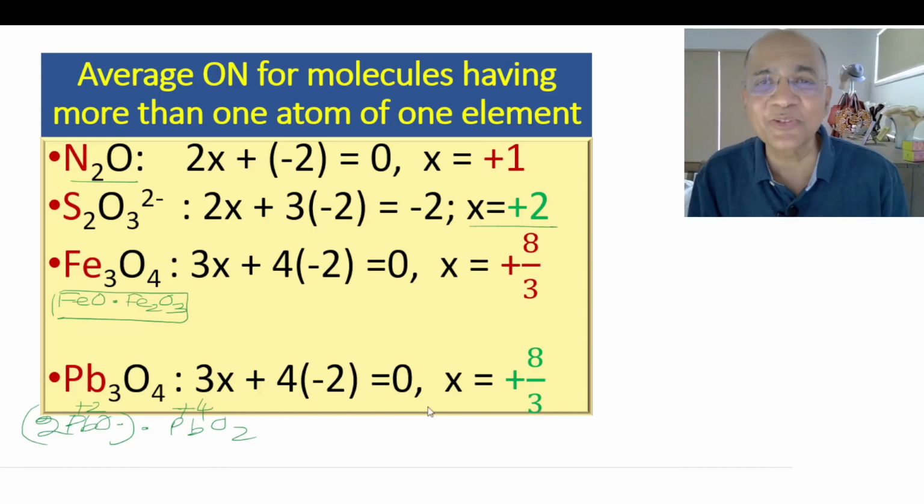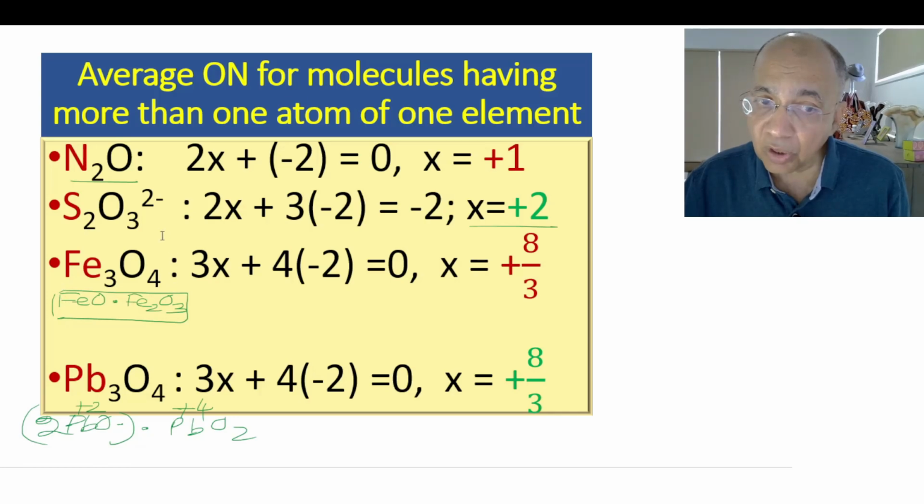So at a higher stage you will know which is which, of course I have told you in this case 2 lead are of +2 type and 1 of +4 type. Similarly, in this compound, what we call magnetic oxide, we get 1 iron in +2 and the other 2 iron in the +3 state.